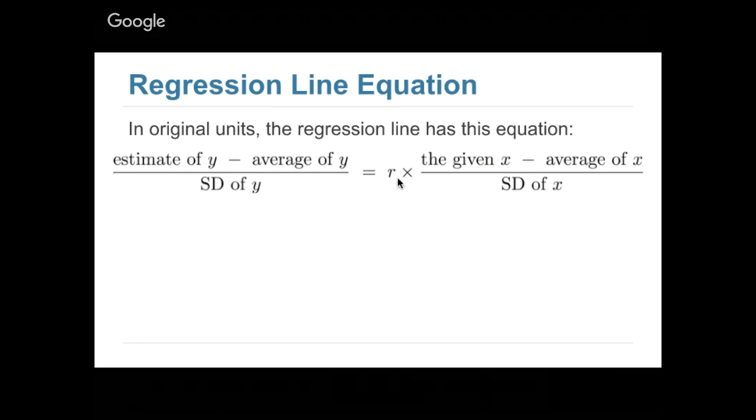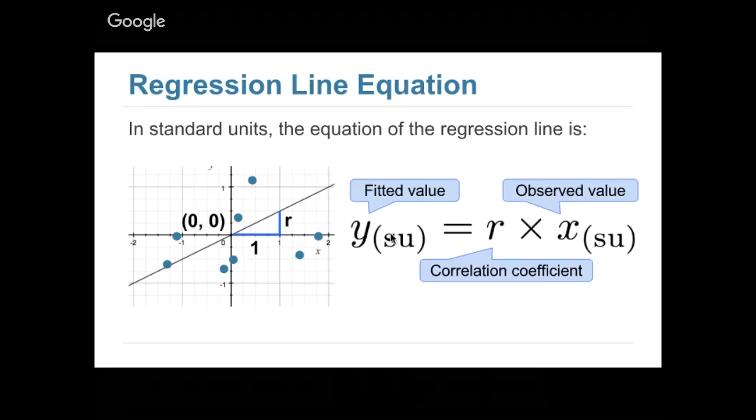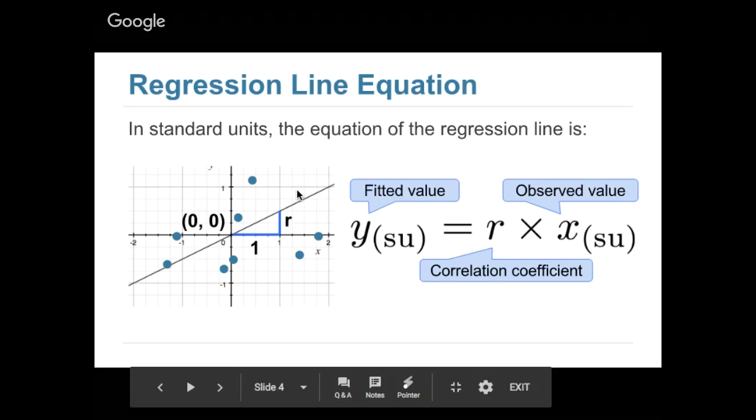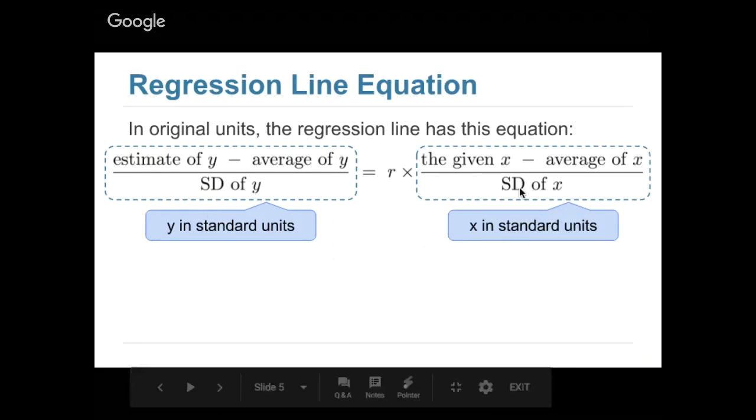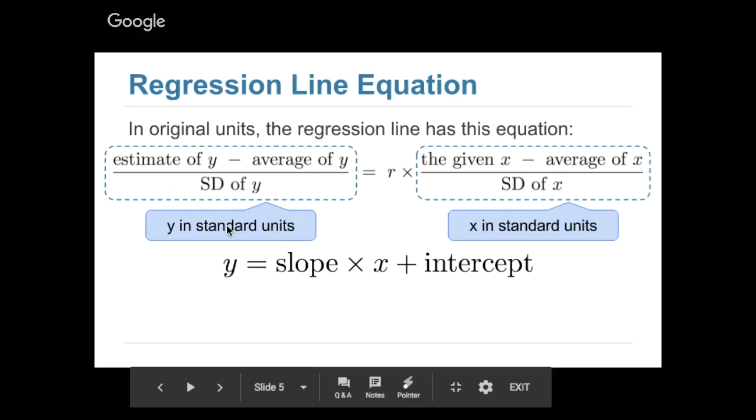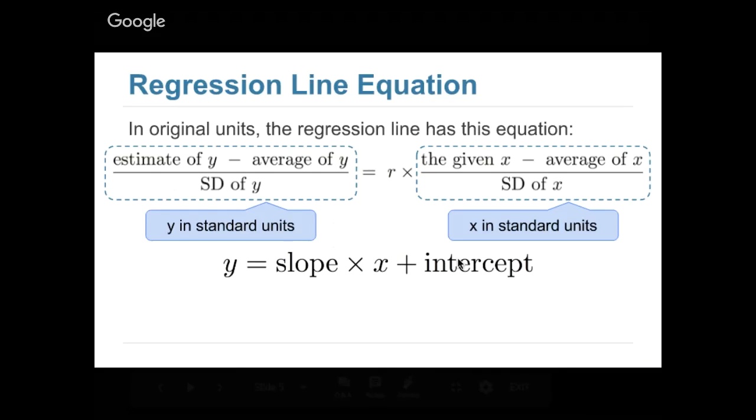The way we do that is this. Here is the same equation, so don't get scared. This is just y in standard units, x in standard units. If we know the average of x, the average of y, the standard deviation of x, and the standard deviation of y, then we can find the original value of y given the original value of x. This is also a linear equation. When we convert back to original units, we also have a line. We can do some algebraic manipulation and get back a familiar equation for the line: y is equal to the slope times x plus intercept.